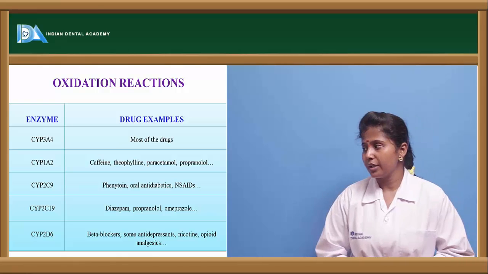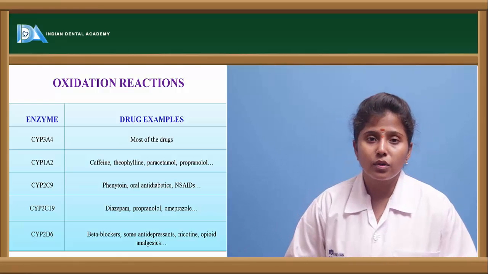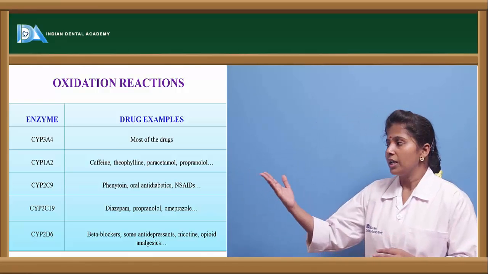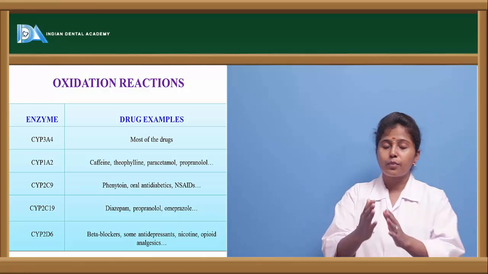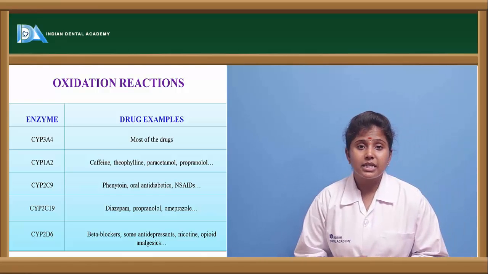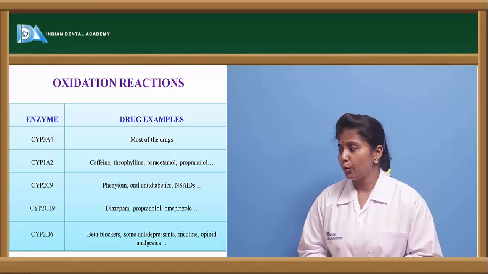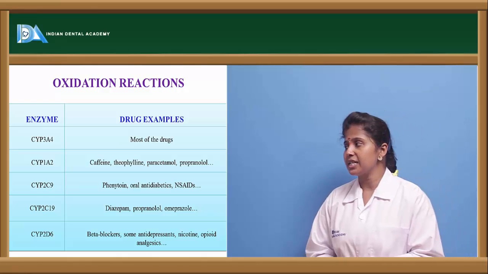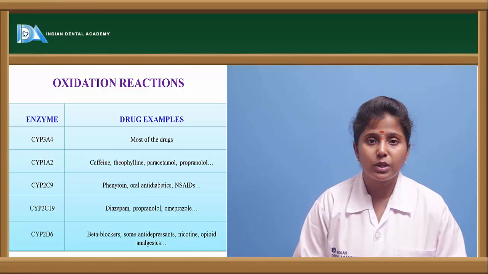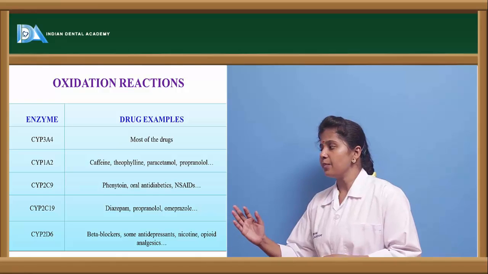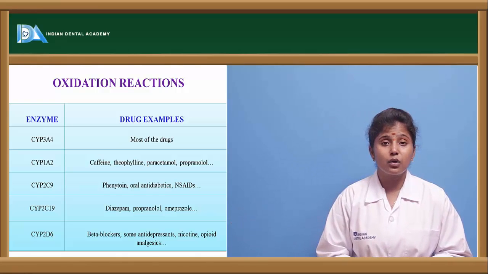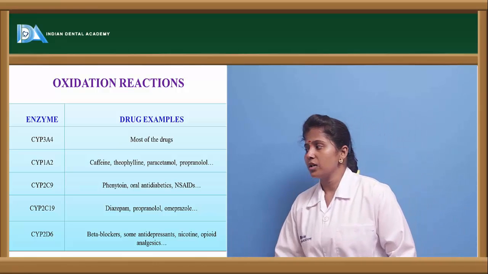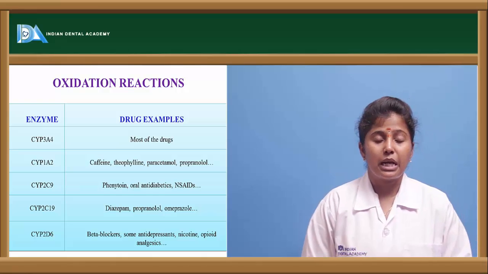If we look at oxidation reactions, most drugs undergo oxidation by various enzymes. Drugs like caffeine, theophylline, paracetamol and propranolol are oxidized with the help of the cytochrome 1A2 enzyme. Phenytoin, antibiotics, oral hypoglycemic agents and NSAIDs undergo oxidation with the help of 2C9 enzyme. Diazepam, propranolol and omeprazole undergo oxidation with the help of 2C19 enzyme. Beta blockers undergo oxidation with the help of 2D6.